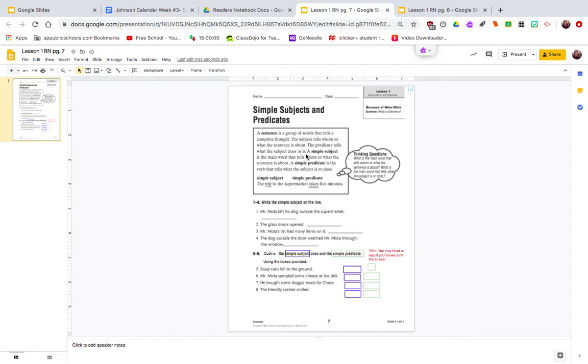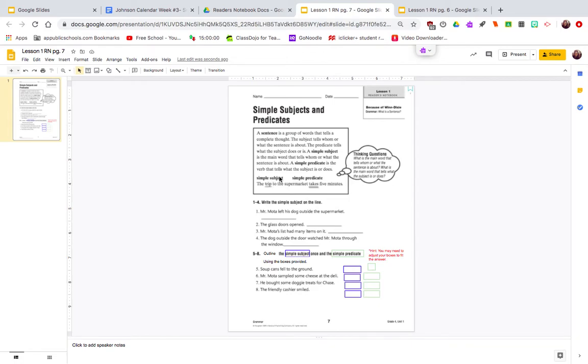So what they're going to do is take the subject and the predicate and break it down a little bit. And they do it by calling it a simple subject and a simple predicate. So a simple subject is the main word that tells whom or what the sentence is about. A simple predicate is a verb that tells what the subject is or does. So let's go ahead and look at the example here.